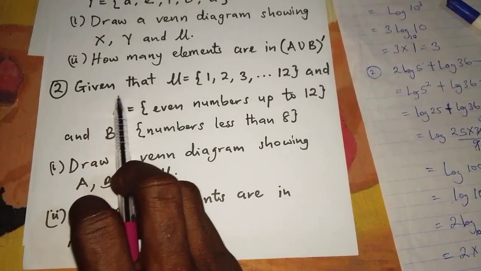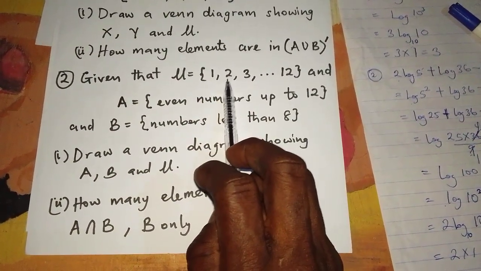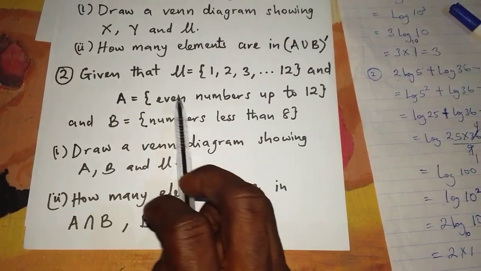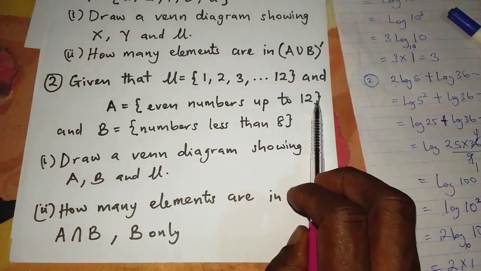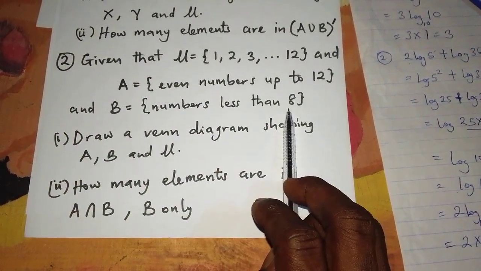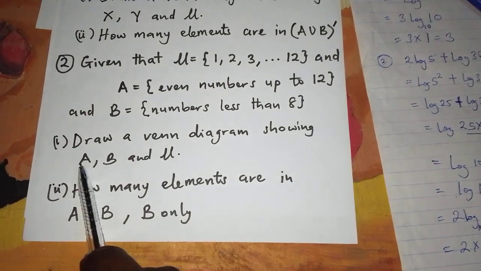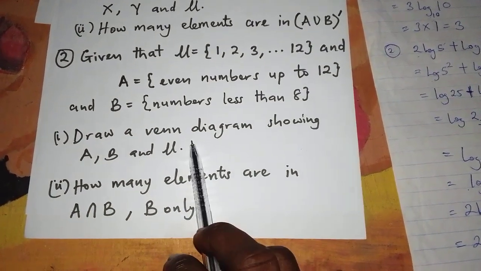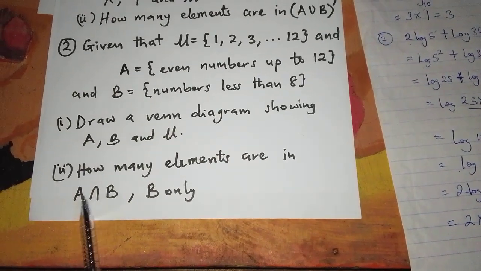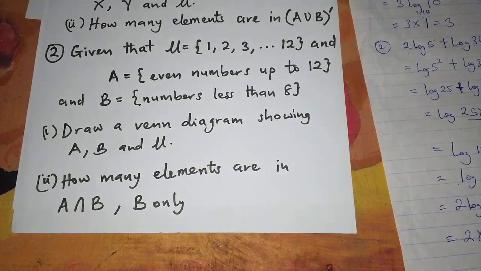Number 2, given that in the universal set you have the numbers 1, 2, 3 to 12, and in set A you have the even numbers up to 12, and in set B you have the numbers less than 8. 1. Draw a Venn diagram showing A, B, and the universal set. 2. How many elements are in A intersection B and B only?